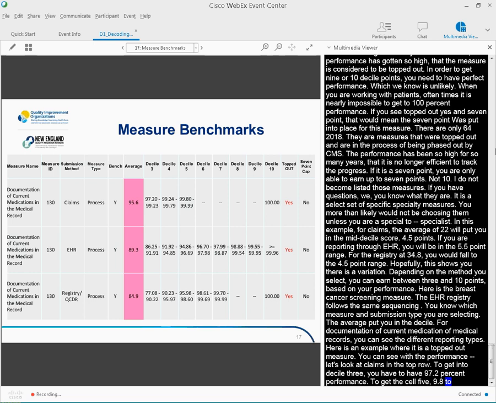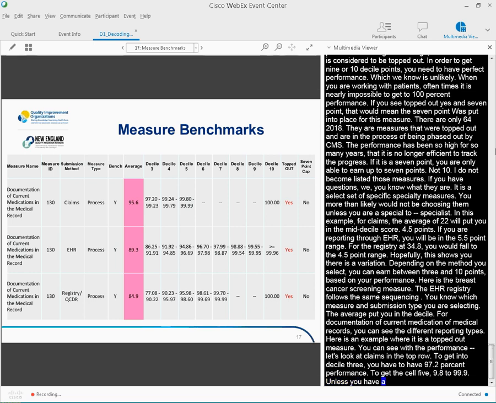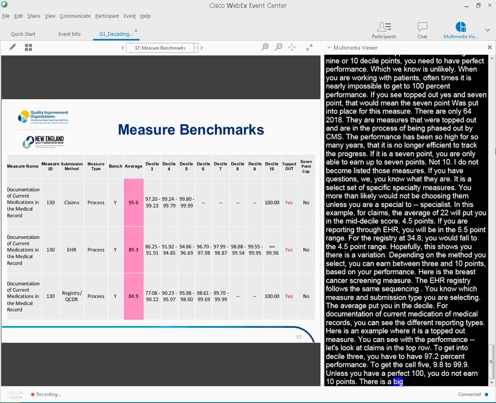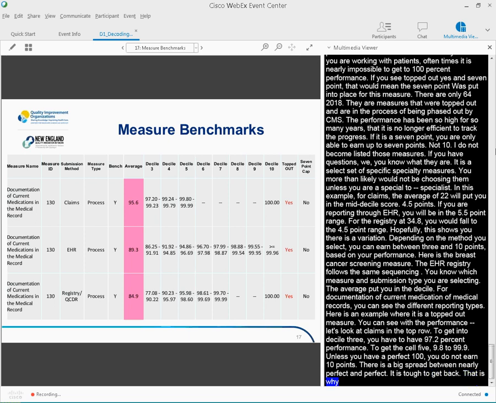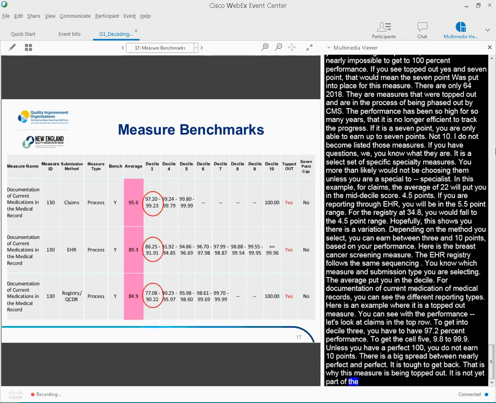And there's a pretty big spread between even nearly perfect and perfect. So really tough to get that. That's why this measure is being topped out. It is not yet part of the phase out, so it's not in that 7-point cap group. And again, for this one, you'll see all of the categories' average puts you right in that 3rd decile.